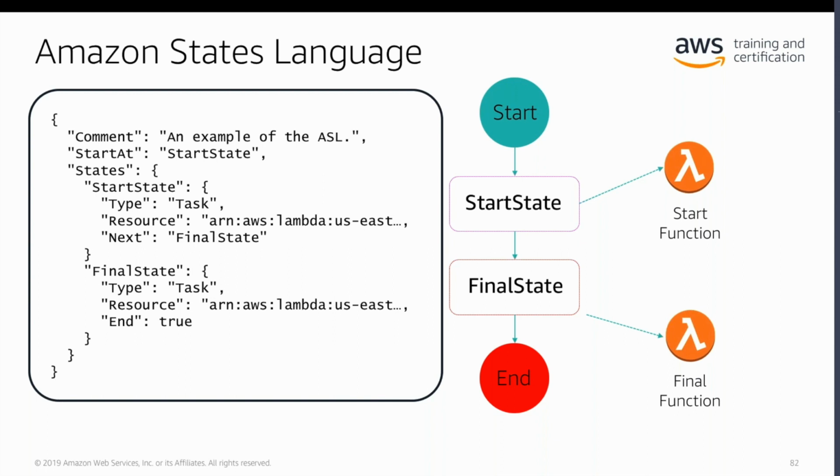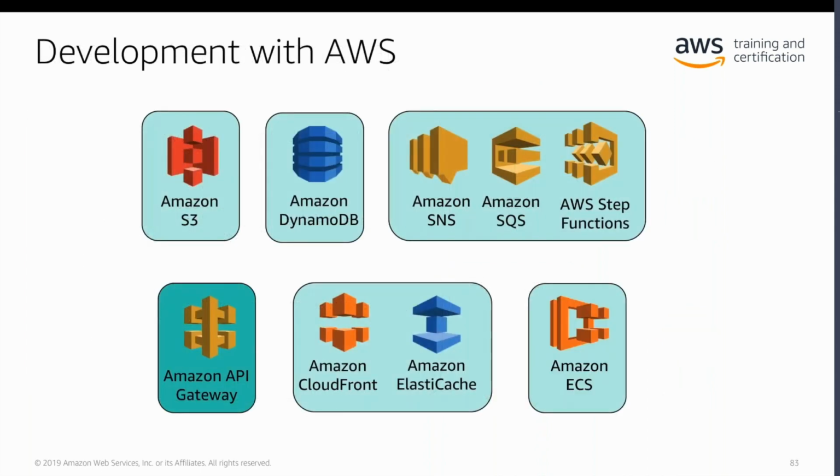And these can be coordinated to do things like passing values between functions. They can do things like calling functions in parallel, so you launch multiple functions at the same time, or create decision trees. So if the output of function A happens to be one value, call function 1. If it's a different value, call function 2, and so on and so forth.